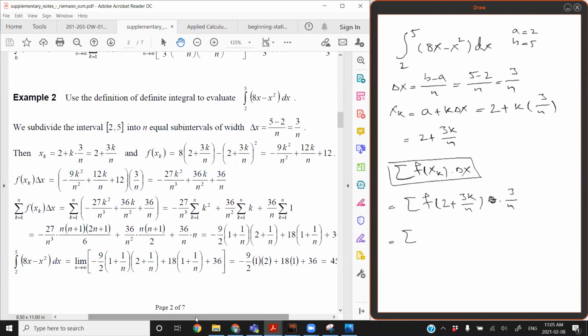Let's expand that. If I plug this into the original function, notice that the original function f of x is 8x minus x squared. If I replace this into that function, I get 8 times 2 plus 3k over n minus 2 plus 3k over n squared, times 3 over n. You good?